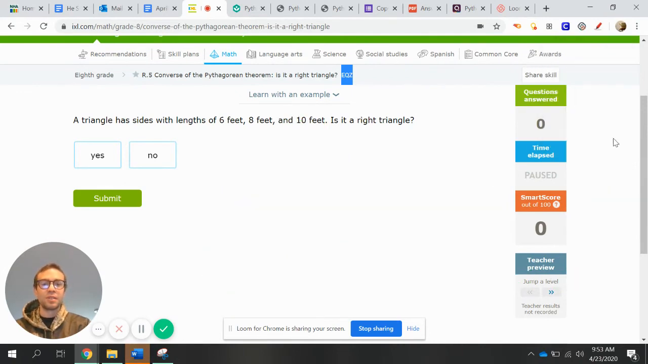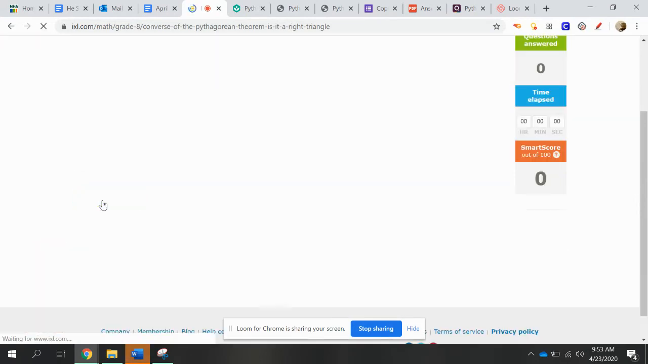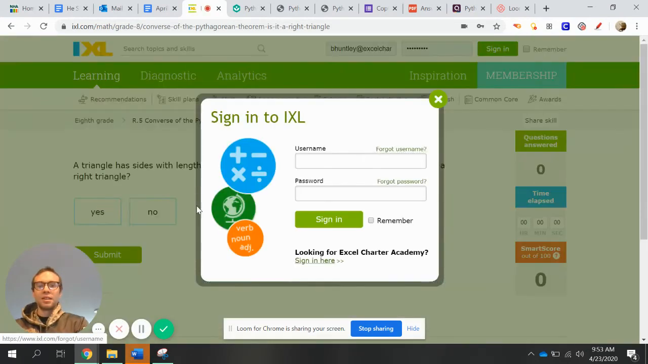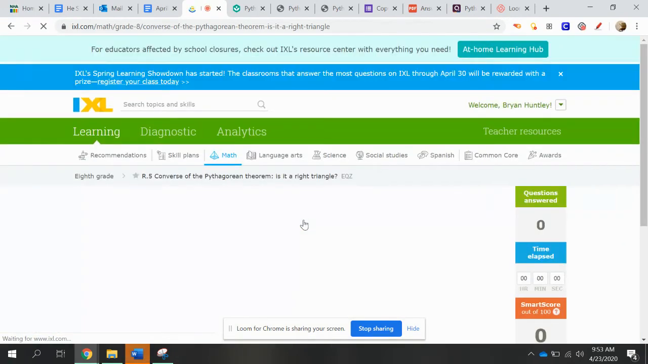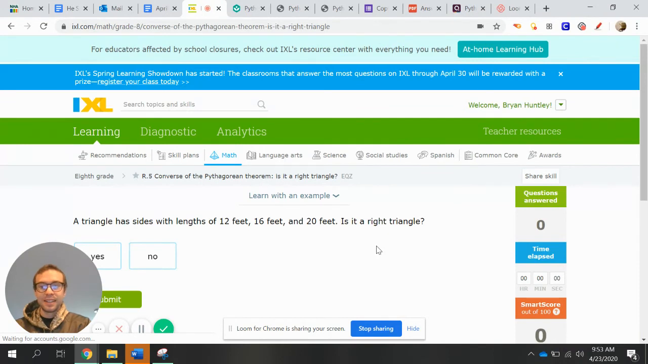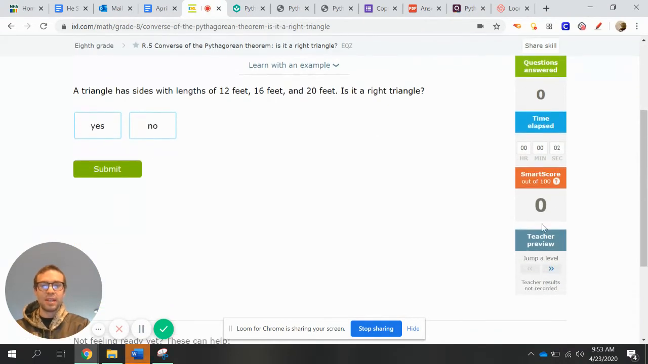So I'm going to close this off and I'm going to click yes, this is a right triangle, and submit it. Oops, so then I would sign in. Don't forget to sign in, I just forgot to sign in. And you would then go on to your next problem. So that would have given you credit.